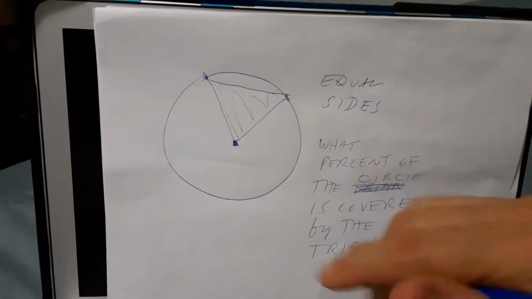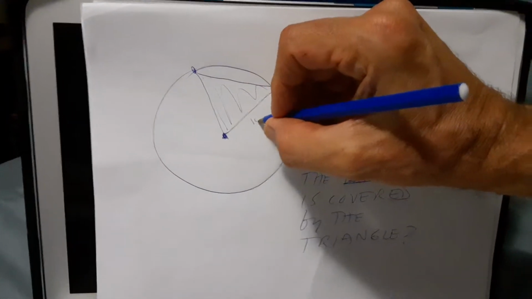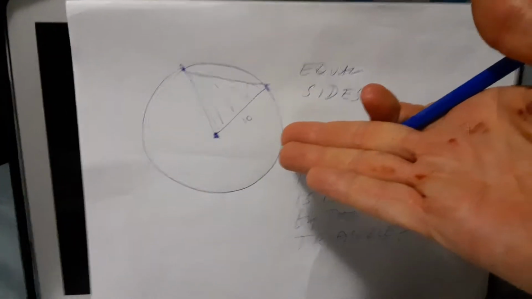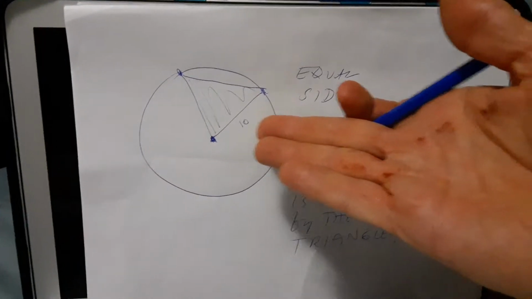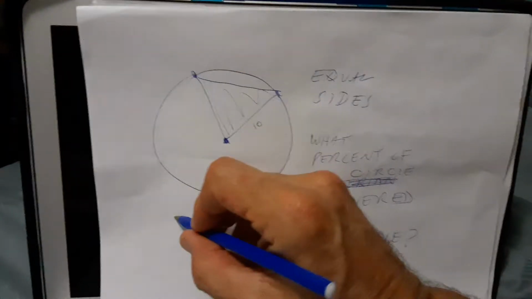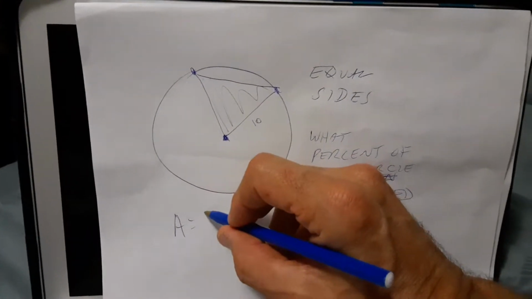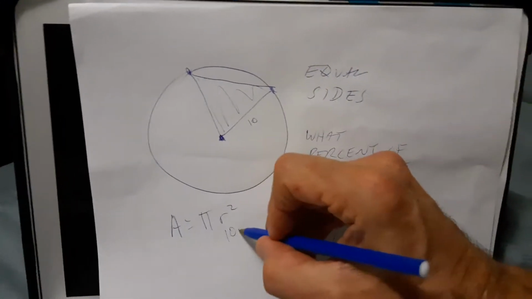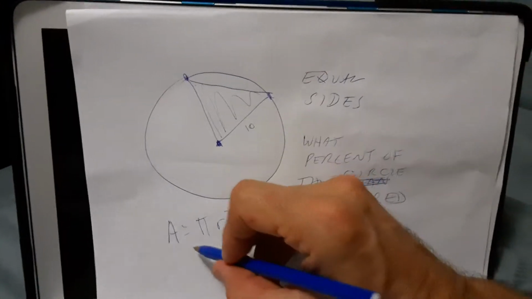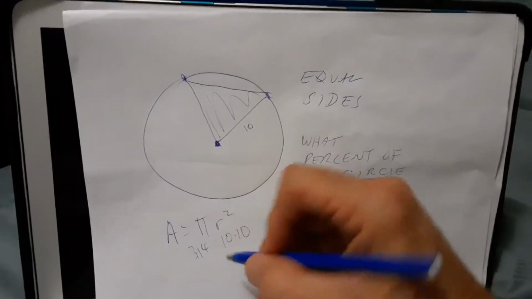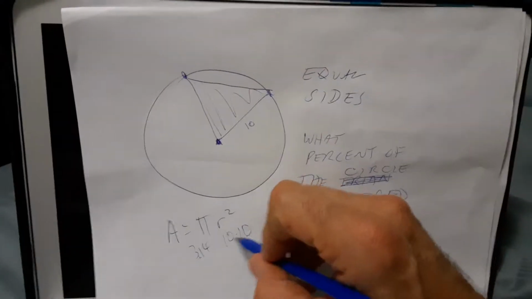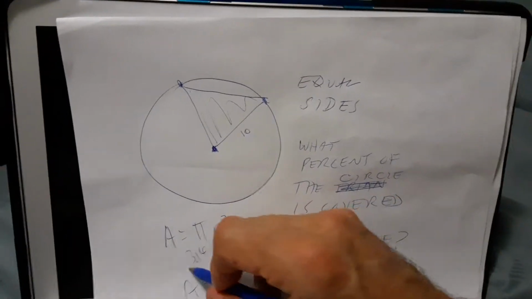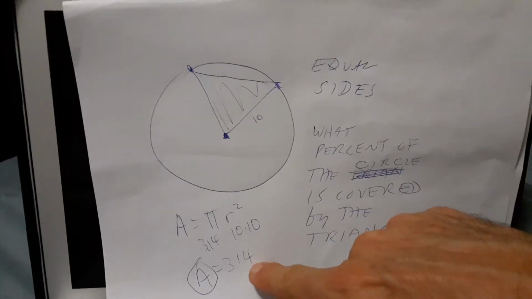The easiest way to do this is just to say, okay, let's pretend that this is a 10 here, right? So 10 squared, because the area of the circle is pi r squared, right? So 10 times 10 would be 100, and pi is like 3.14. So it's going to be 100 times 3.14. The area of the circle is 314.